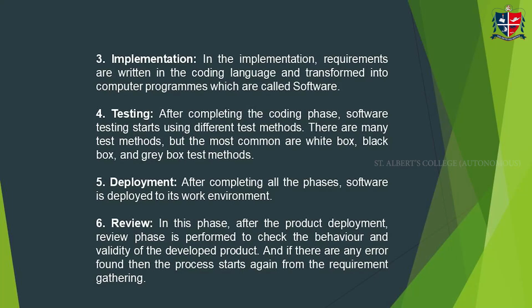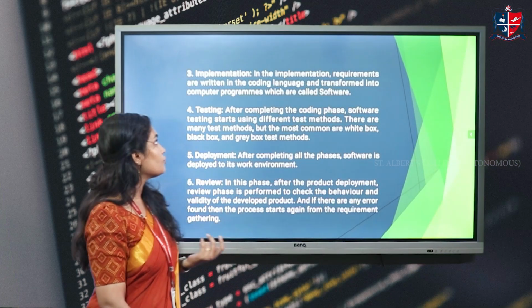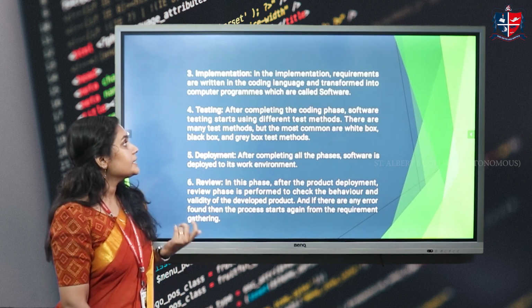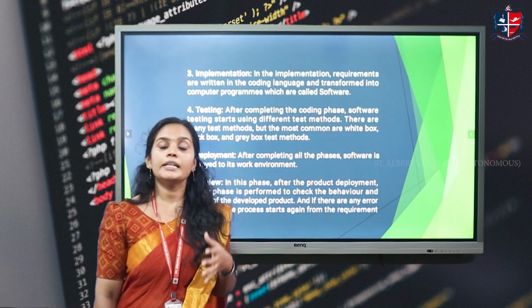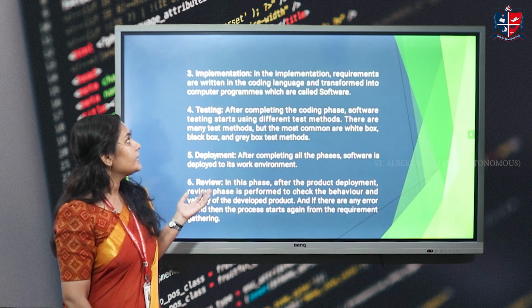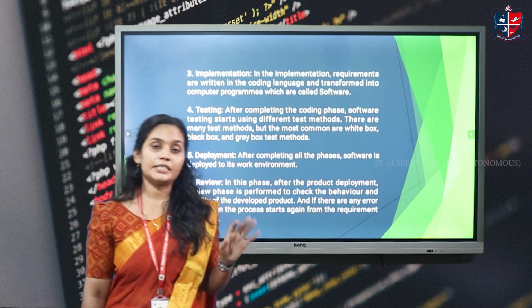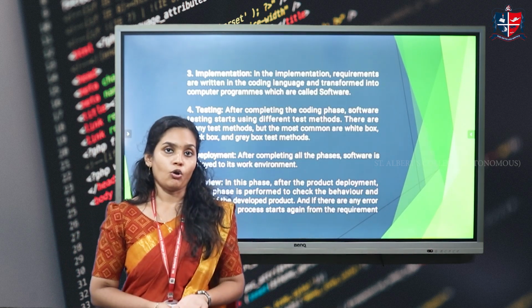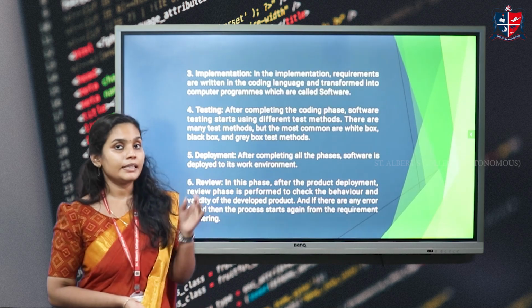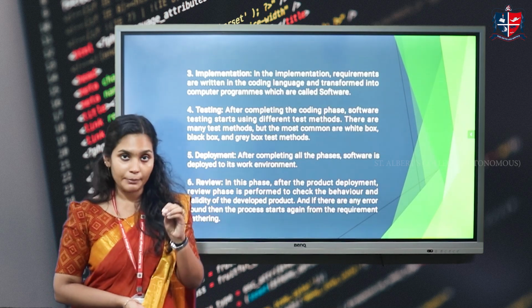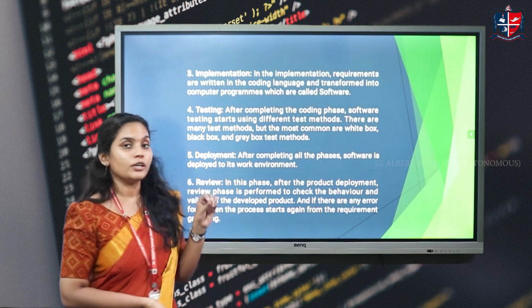Next one is implementation. In implementation, the requirements are written in a coding language and transformed into a computer program, which is called software. So, in the implementation phase, the written requirements are converted into code, and this happens in the implementation phase. That means implementing the particular code.